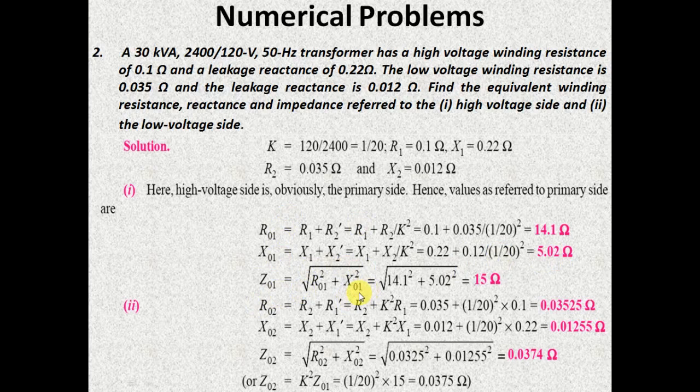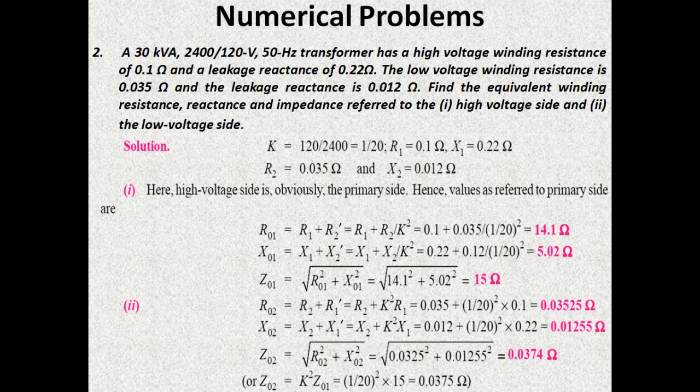That standard relation can be used to get the value of impedance. Next, you are asked to find the equivalent winding resistance, reactance and impedance referred to low voltage side. That is, you have to find the value of R02, X02 and Z02. So you have to transfer the primary resistance to secondary.